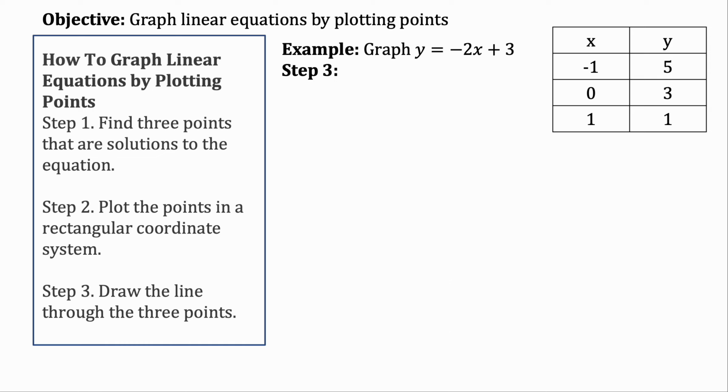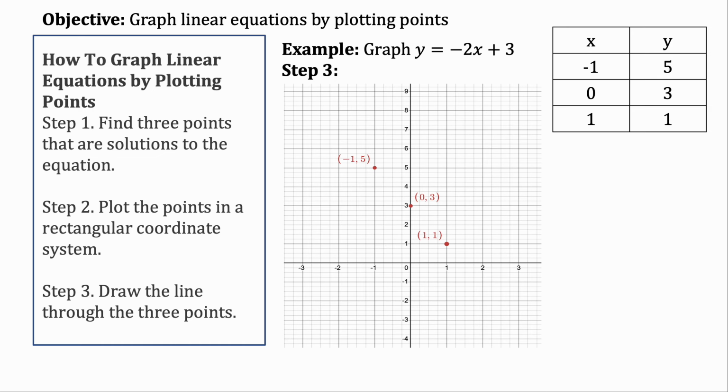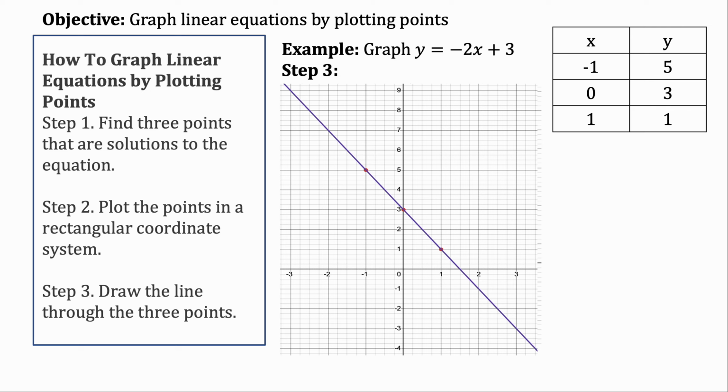Step 3, we got to draw the line through the 3 points. So we have those 3 points, and then you would take a straight edge if you were doing it on paper, and you would connect them with the line. So there is the line that you see there. So that is a little bit of how you can graph a linear equation by plotting points.